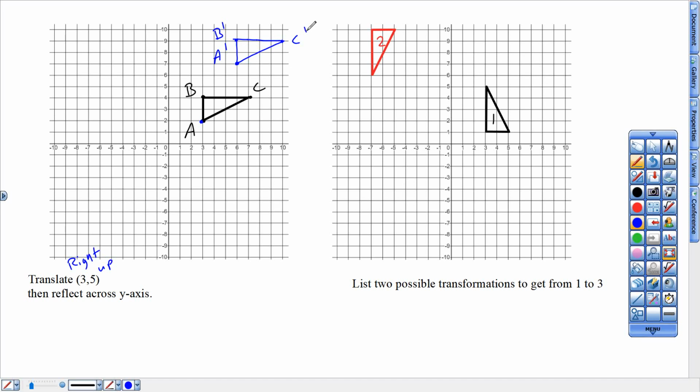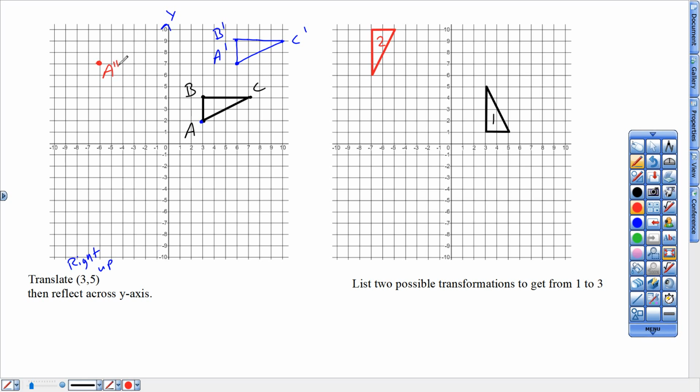The next thing you do after moving it right 3, up 5, noticing that if I drew an arrow connecting each dot, it's going right 3, up 5, right 3, up 5. Then I need you to reflect across this y-axis, which is this up and down line right here. So I'm going to go equal distance on either side of that line. 1, 2, 3, 4, 5, 6 for A. 1, 2, 3, 4, 5, 6 on this side for the new reflected A double prime.